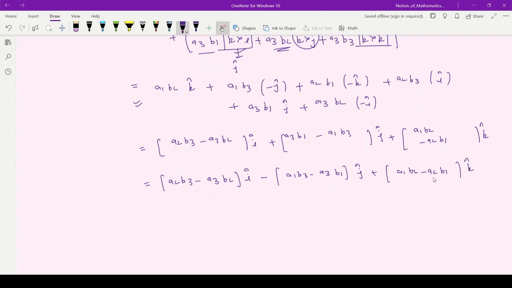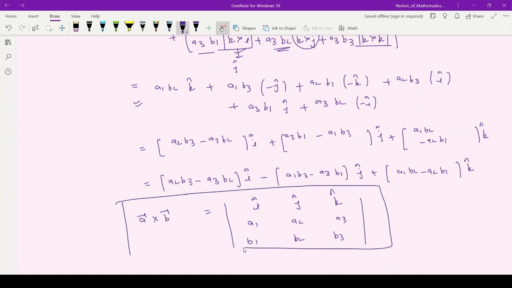And you may know it like this, it is determinant of I cap, J cap, K cap, then A1, A2, A3, then B1, B2, B3. So it is what actually? It is A vector cross B vector. So this was the development of the formula which I have done here. Cross product of two vectors is written in the form of determinant.